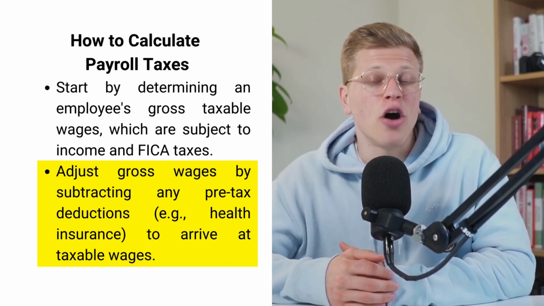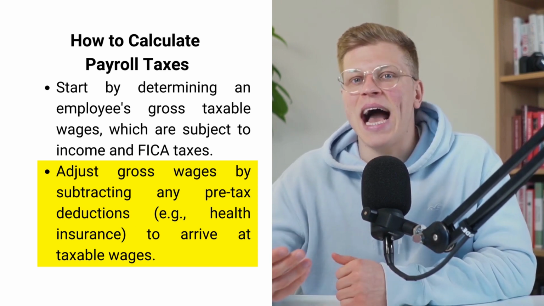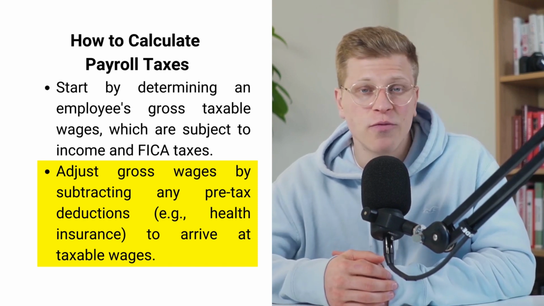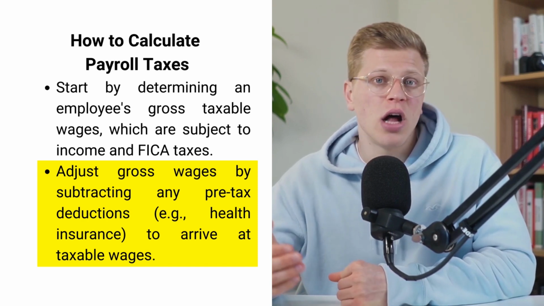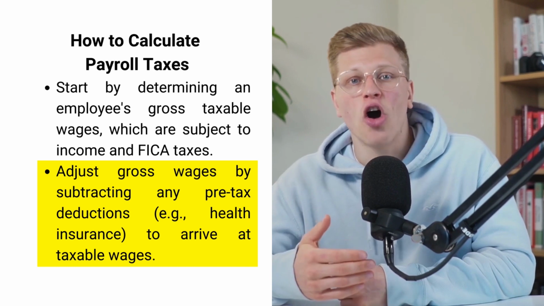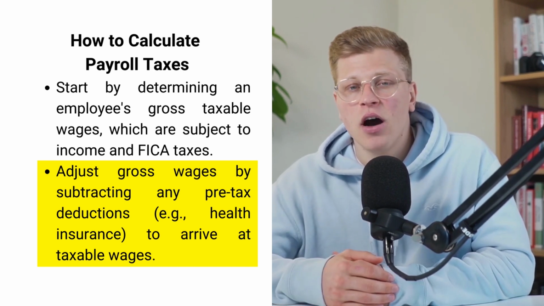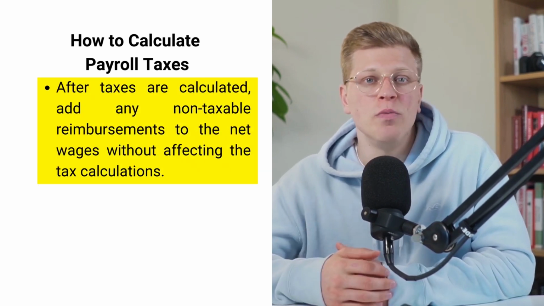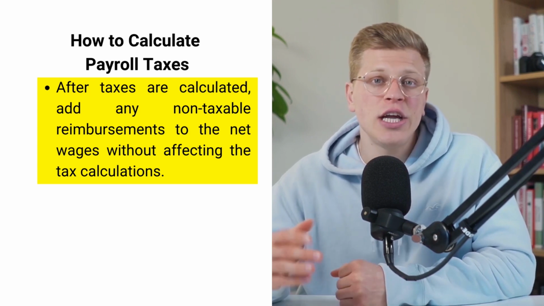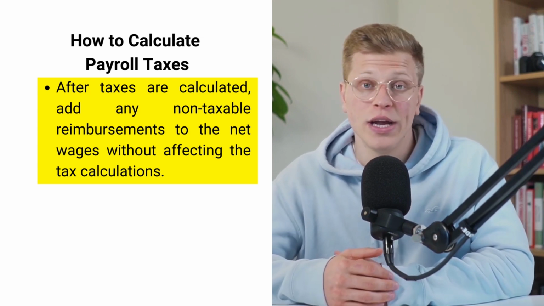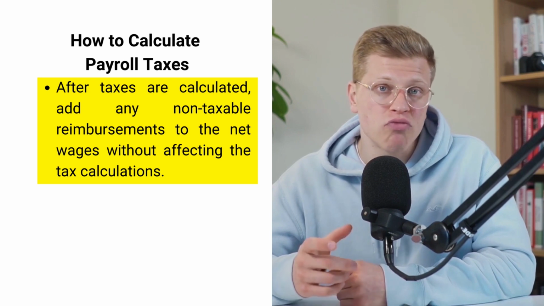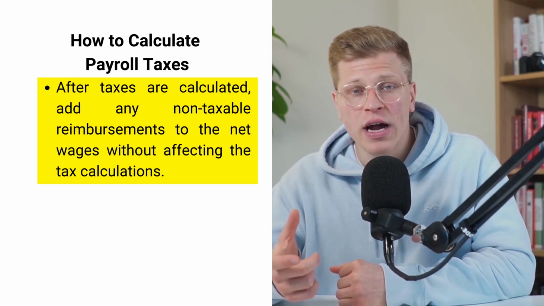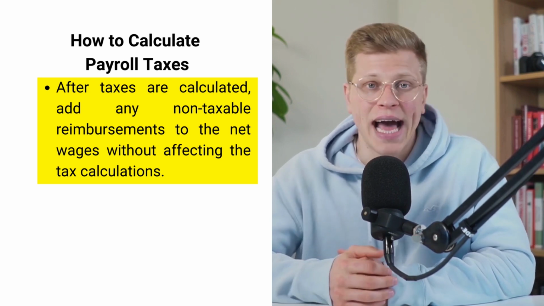Sometimes an employee might also get extra money that isn't taxed, like a $200 reimbursement for expenses. This $200 is added to their paycheck after all the taxes have been figured out. Although it increases the total amount you pay to the employee, it doesn't change how you calculate the taxes on their wages. This way, you make sure the right taxes are taken out before adding any extra non-taxed money.